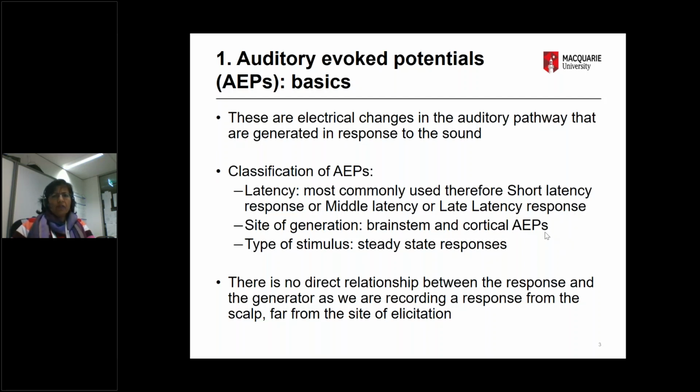When it comes to cortical auditory evoked potentials, there's another term you often see, which is the slow vertex response, mostly because it's very late latency and we gather it from the vertex. The main thing from the background that I wanted to highlight is that there is no direct relationship between the response and the generator, because we are recording the response from the scalp, far from the site of elicitation. This is important, especially if you haven't used evoked potentials but are now planning to venture into something like that. So bear in mind that we have to be really careful about what the absence of the response actually means.